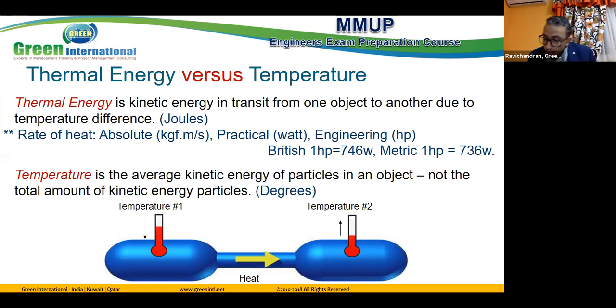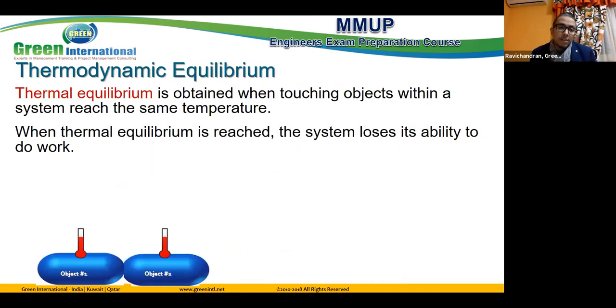If this object and another have different temperatures, we have a thermal energy transfer from one to the other. From which one to which? From the hot side to the cold side, up to both reaching the same temperature. In this case, we can say they are in thermal equilibrium. This is the third concept here, thermal equilibrium. Thermal equilibrium is obtained when touching objects within a system reach the same temperature.